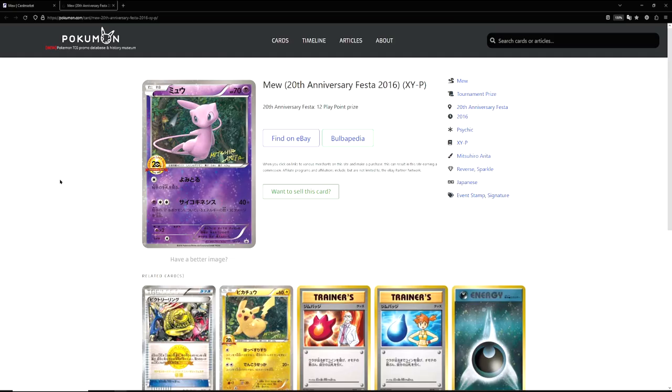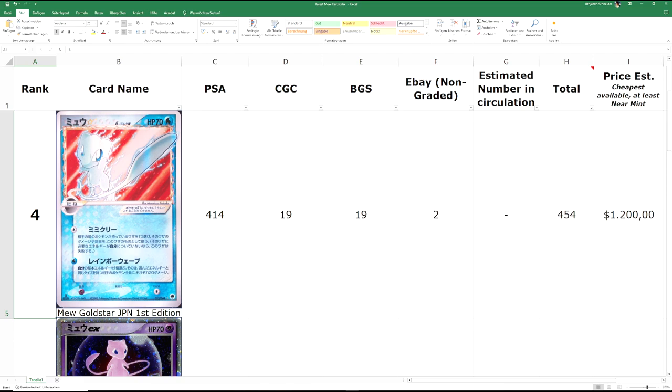Now, at rank number 3 of the rarest Mew cards in existence is this Mew card right here. And this is actually a tournament promo, if you will, comparable to Yu-Gi-Oh! tournament promos. This one being the 20th anniversary Festa 2016 promo. This one is incredibly rare and incredibly expensive. Ranked at number 3, of course.